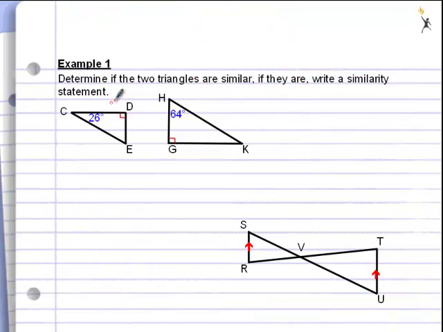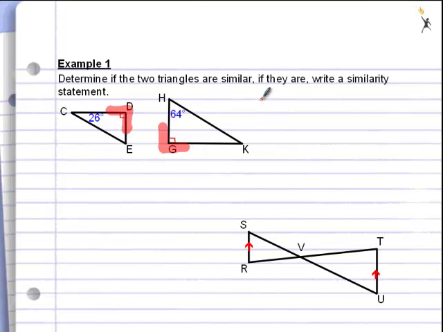If we move on, if you look at these 2 triangles, we're told to determine if the 2 triangles are similar, and if they are, to write a similarity statement. Now you look at these 2 triangles. Although they're not in the exact same position, we do know that one of the angles in each are congruent. Can you tell which one it is? Hopefully you notice that this angle and this angle are both congruent. Why are they congruent? Because they're both right angles.